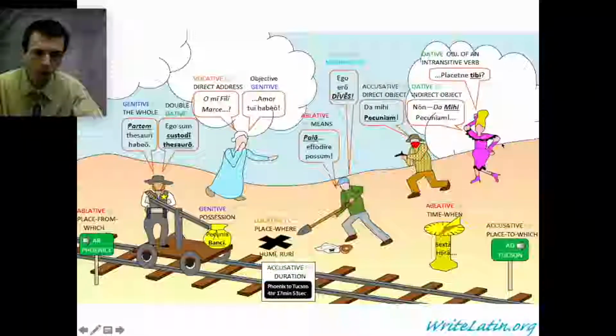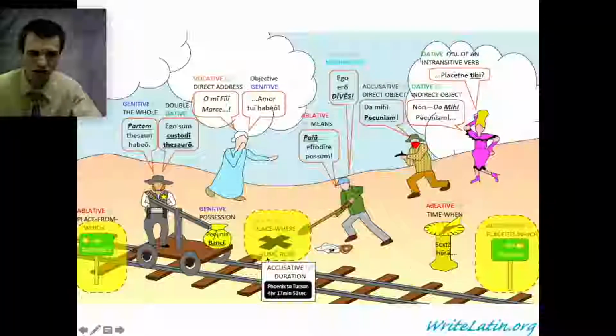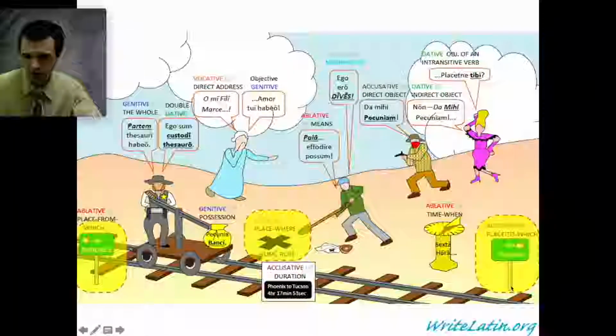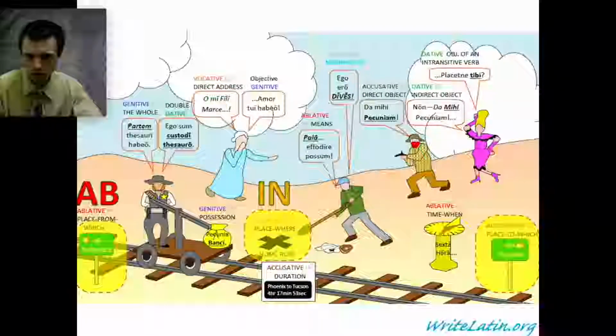In this video, we're going to just focus on three of these, namely place from which, place where, and place to which. And you can see that these three functions use the ablative, locative, and accusative cases respectively. From Phoenix, on the ground or in the countryside, and to Tucson, or toward Tucson. And the prepositions that we're going to be using are ab, in, and ad.